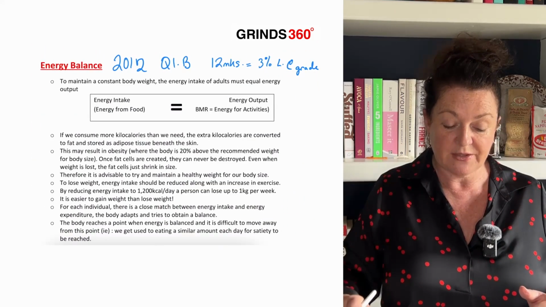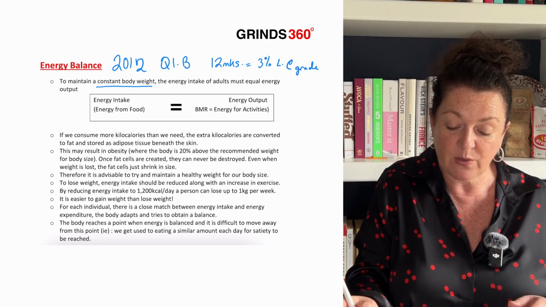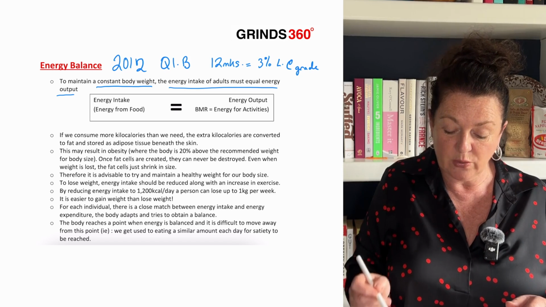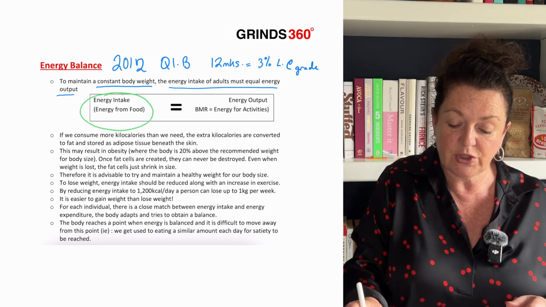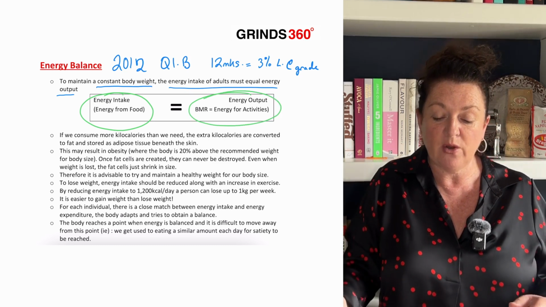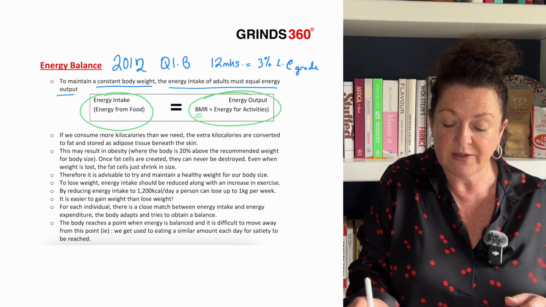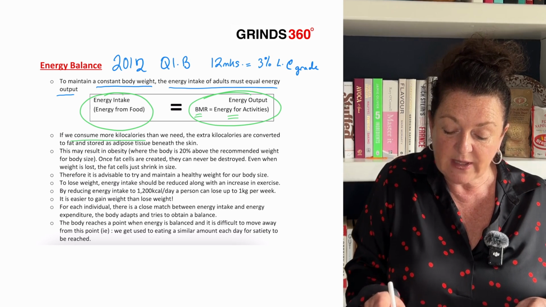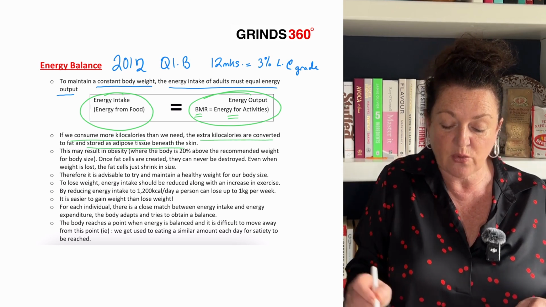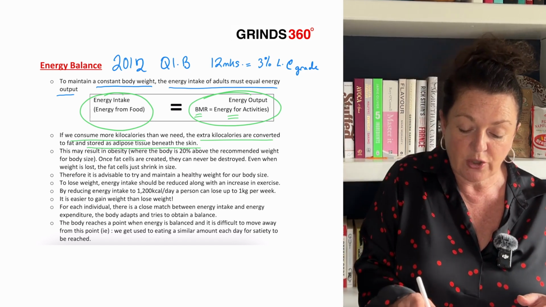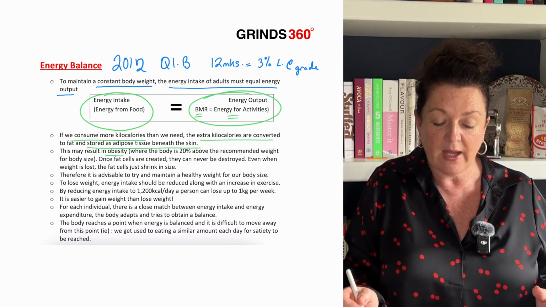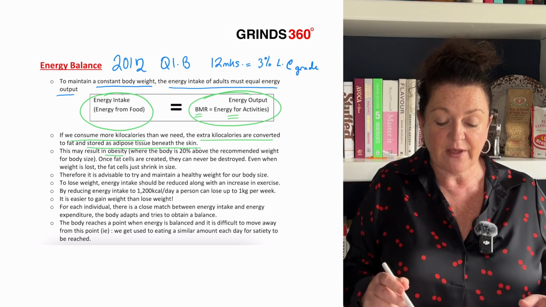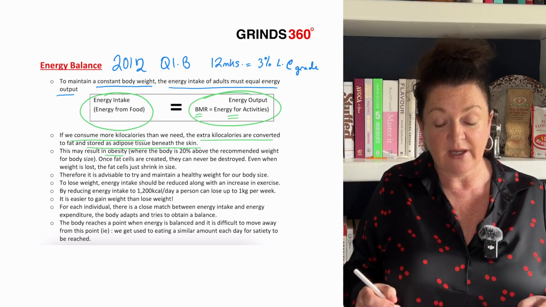So we'll go back to our handout here. To maintain a constant body weight, the energy intake of adults must equal the energy output. We note that energy intake from food should equal the energy output used for our BMR and energy for activities. If we consume more kilocalories, the extra kilocalories are converted to fat and stored beneath the skin as adipose tissue, which could result in obesity, where we are 20% above our recommended weight for our body size. The unfortunate thing is, once fat cells are created, they can never be destroyed.